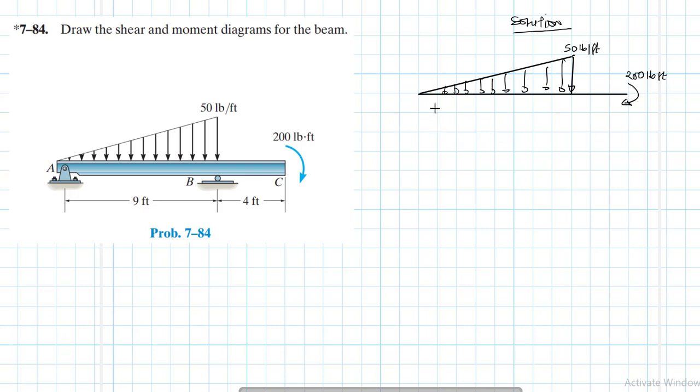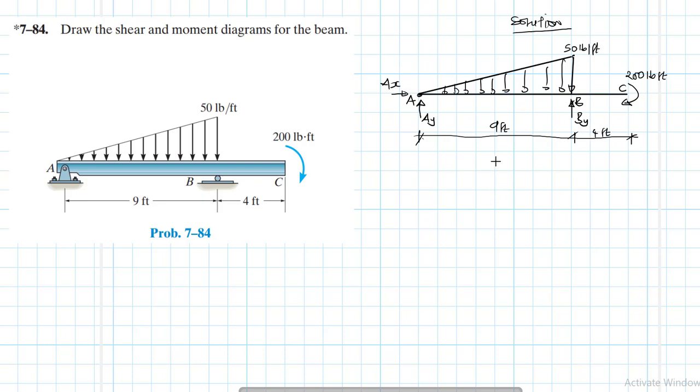And then, of course, this point is A, this point is B, and this very point here is C. At A we have a hinge with reaction forces AY and AX, and then we have a roller at B. This is going to be BY. And the dimensions are as follows: A to B is 9 feet and B to C is 4 feet.